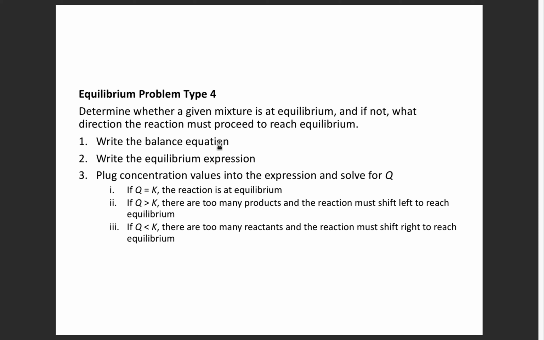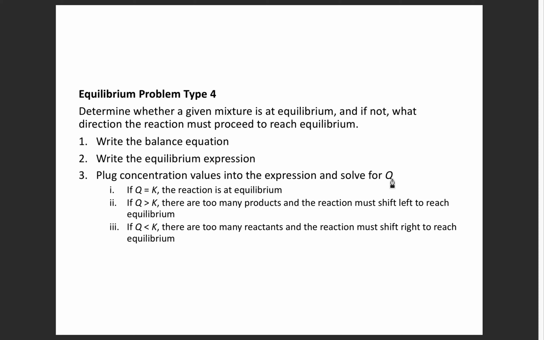So number 1, write the balanced equation. Same thing, right? Number 2, write the equilibrium expression. Same thing as before. Number 3, plug the values into the expression and solve for Q. Remember, we only use K when we know we are at equilibrium. Well, if the question is asking if we're at equilibrium, then we don't know. So we can't use K in this case. We have to use Q. Okay? So we're going to use Q, and then we're going to compare it to a known value of K.